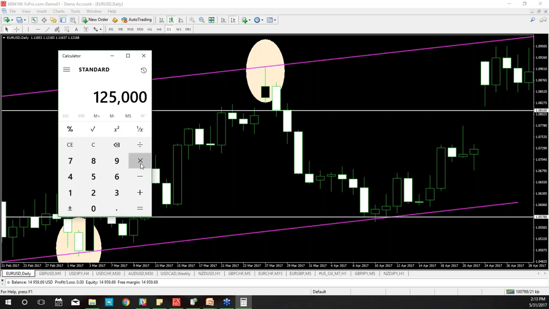equals 0.0215. So I will multiply this number by 0.0215, which is 2.15%. Now we'll get the pure profit from this trade. Isn't that sweet? $2,687. However, this is a trade that takes a lot of time.